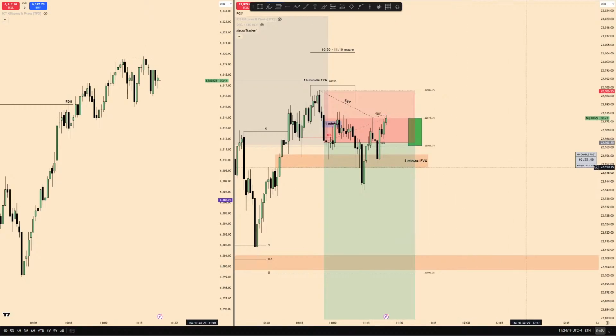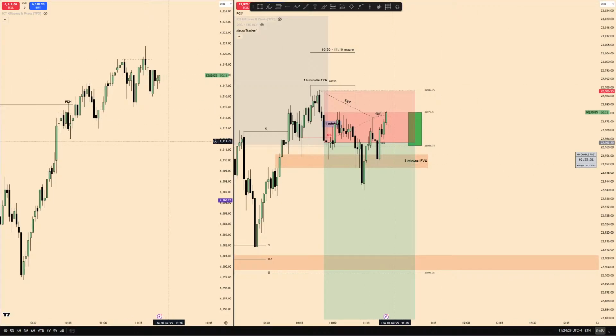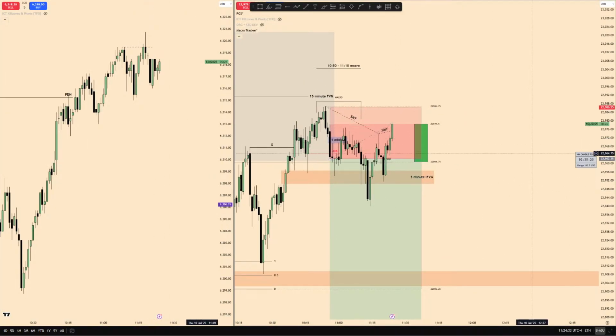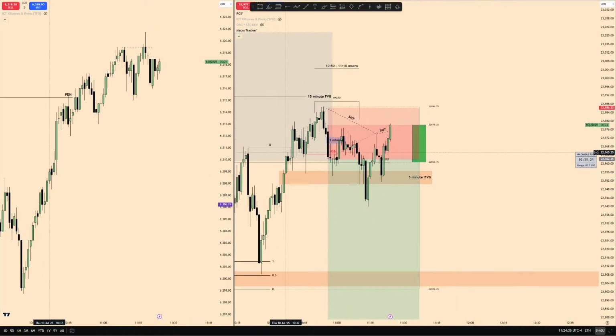Yeah, NQ flipped more bullish now compared to the other ones. YM took that low. Already took that on NQ. So YM and NQ are actually inversely correlated. Feels like it.